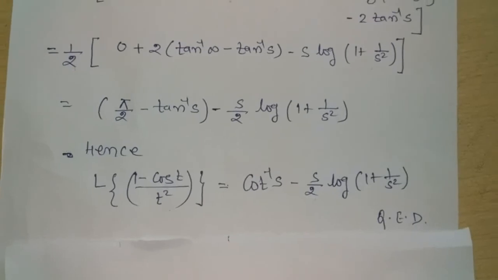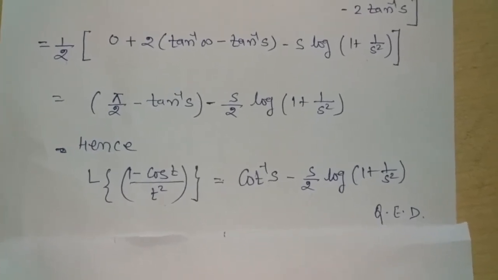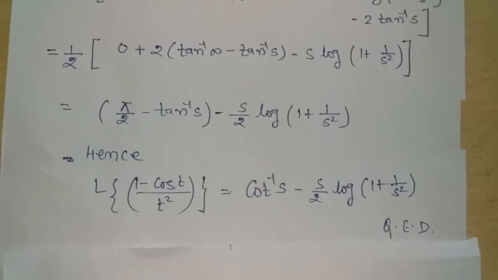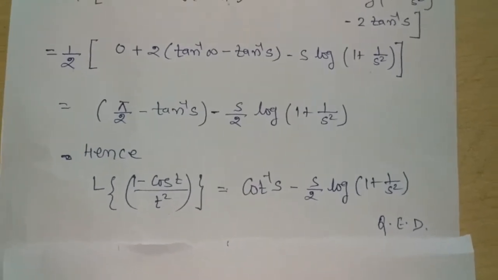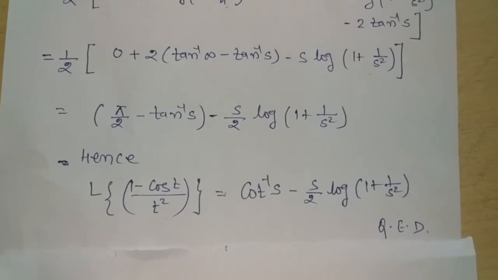So here we applied the division by t property twice, to get the Laplace transform of (1 minus cos t)/t². So this is a lengthy question but very important.